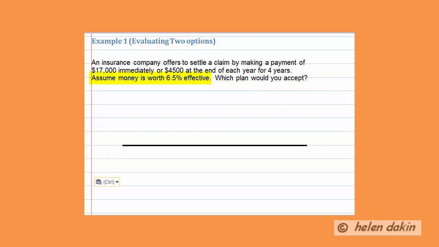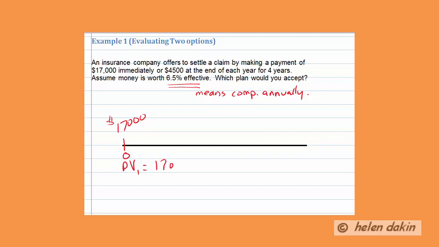The first option is $17,000 paid immediately. If I were to draw a time diagram for that, I would have a single payment of $17,000 paid today. So that's option number one. What's the cash value of this option using 6.5% effective? And effective means compounded annually. Always remember that. This one's pretty straightforward because the present value of option number one is simply the cash value that it has. In other words, it's just worth $17,000 today, no more, no less.